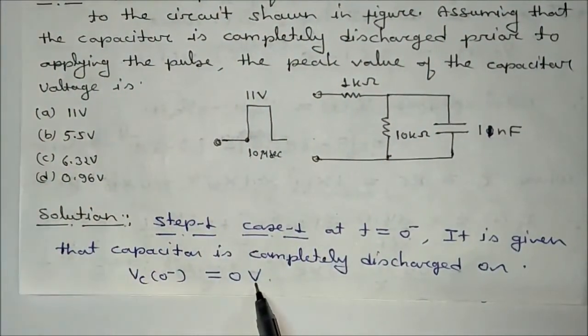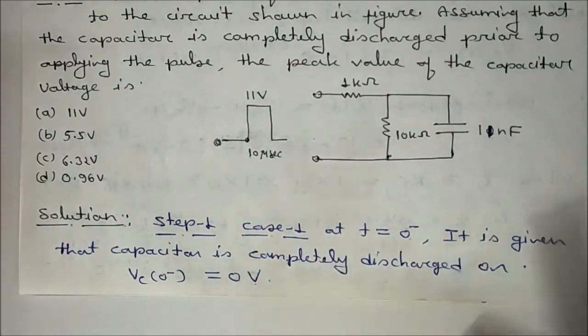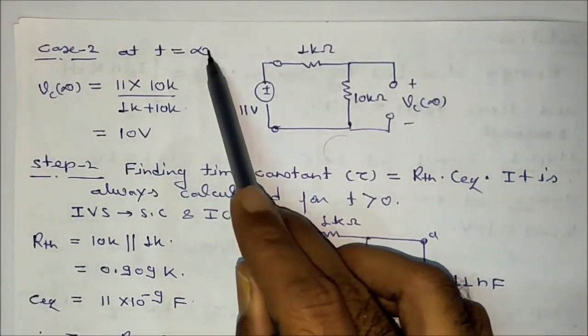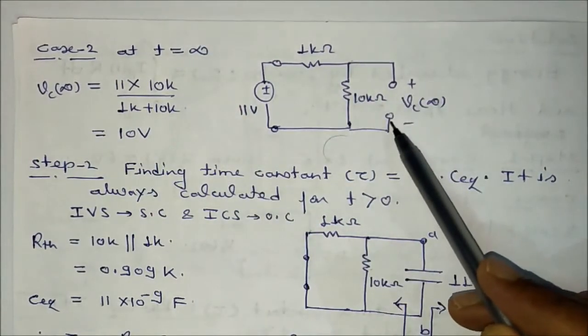That is equal to 0 volt. Okay, so next, what you will do at t is equal to infinite. If I do at t is equal to infinite, what will happen? The capacitor will behave like an open circuit.